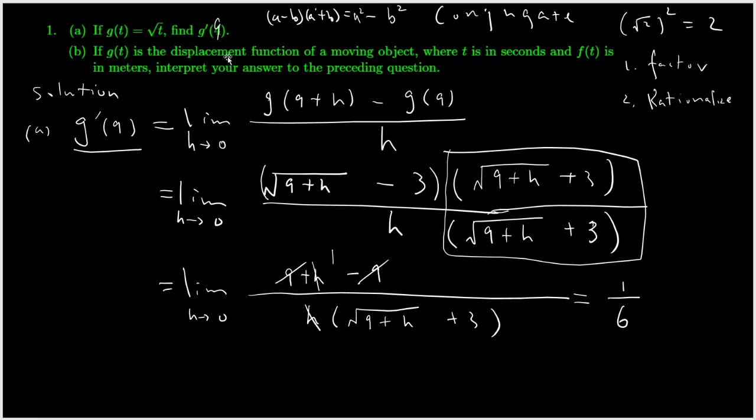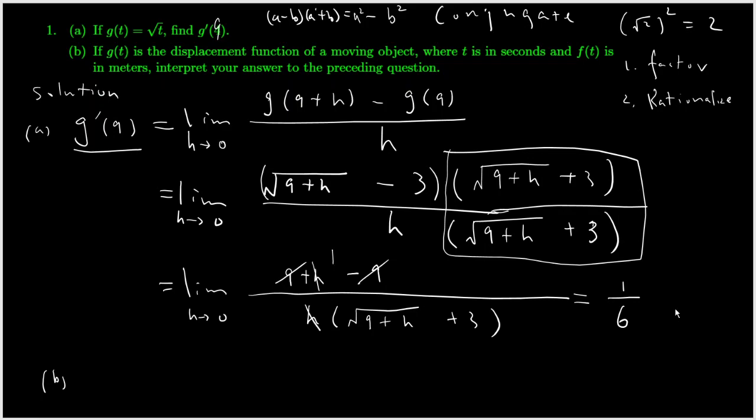If the function g of t is interpreted as the displacement function of a moving object, now I want you to interpret the meaning of this answer. How do you answer question b, please? Actually, to practice evaluating the derivative, I'm just using some assignment questions. Not the same ones, but very similar ones. So what is the meaning of this number, 1/6? Instantaneous velocity, right?